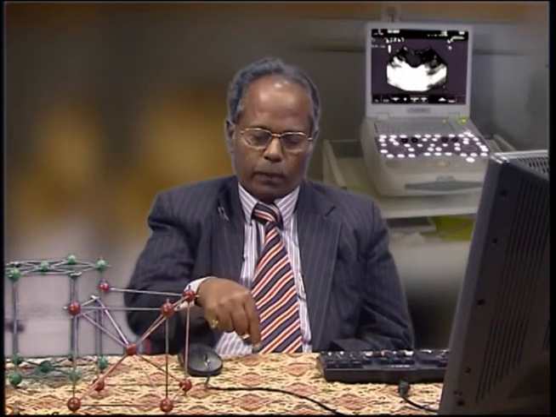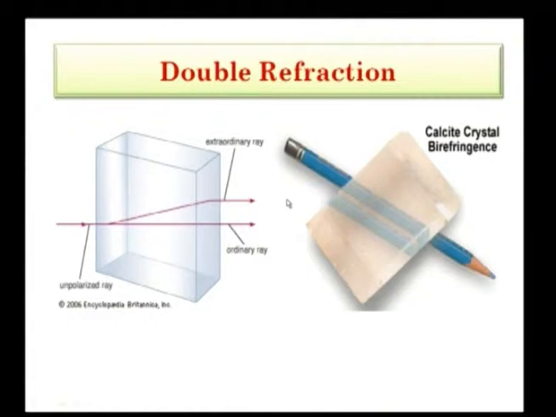Instead of a single point, you make a pencil mark, you get a dot, and you see it through doubly refracting material, then you will observe 2 points. That is what you are seeing here. One pencil appears to be like 2, right. When you see the pencil through calcite crystal, it is a doubly refracting material.